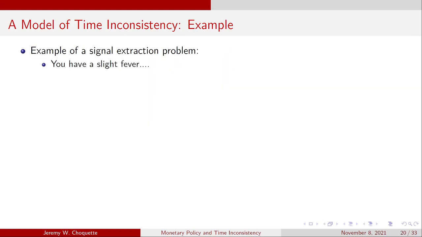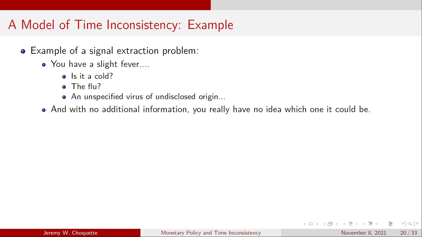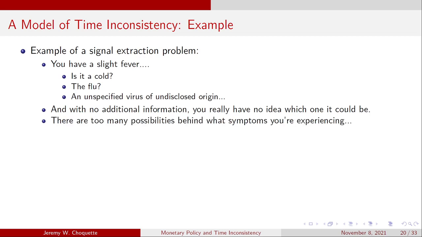So, an example of a signal extraction problem would be that you have, let's say, a slight fever. Is it a cold? Is it the flu? Is it an unspecified virus of undisclosed origin? With no additional information, you've got no idea which one it could be. There's just too many possibilities, right, behind what symptoms you're actually experiencing. You need more information to make a decision because if you've got a little bit of a fever, okay, it could just be a little cold, right?